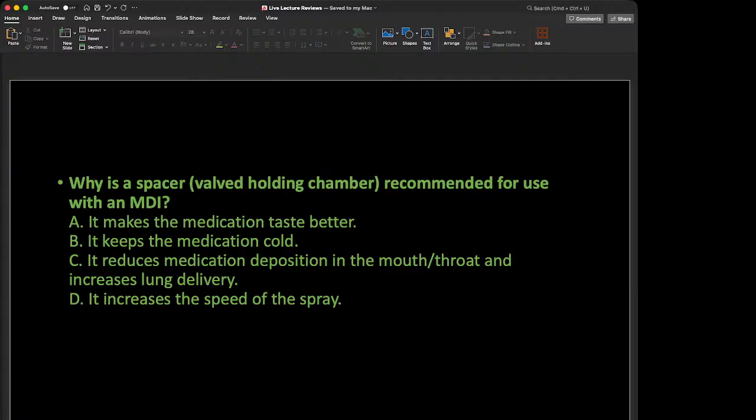It increases the speed of the spray. So obviously, when it comes to these types of questions, it's always a good idea to eliminate the answer choices that really won't make much sense.